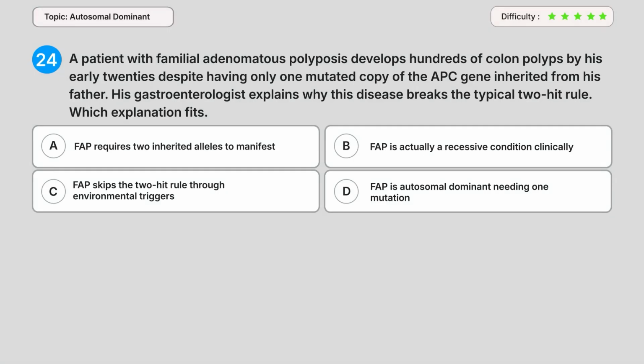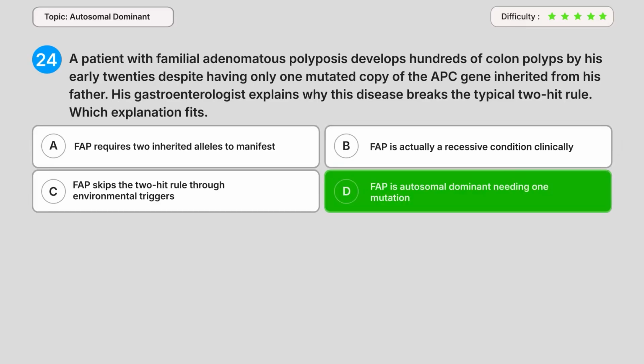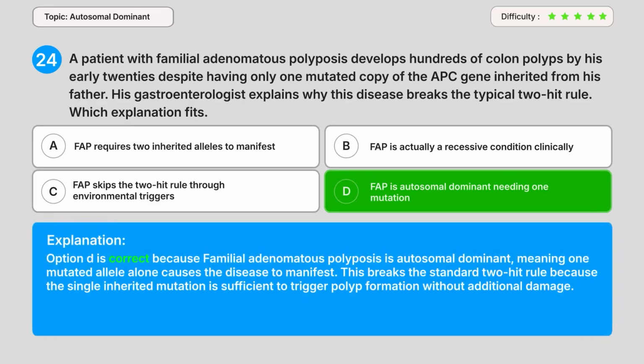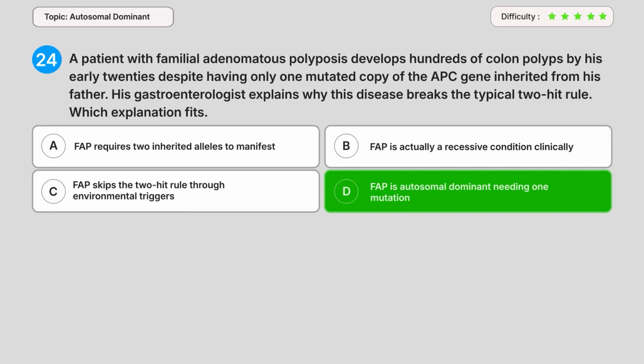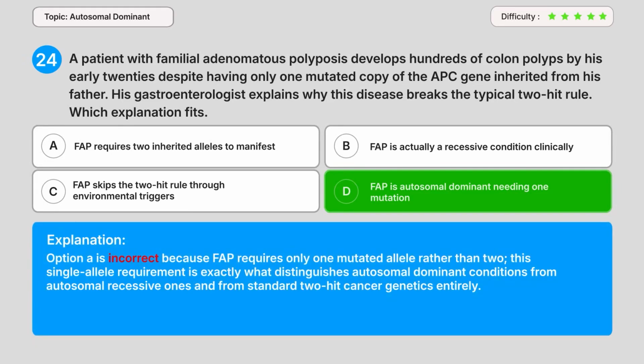Correct answer. D. FAP is autosomal dominant needing one mutation. Familial adenomatous polyposis is autosomal dominant, meaning one mutated allele alone causes the disease to manifest. This breaks the standard two-hit rule because the single inherited mutation is sufficient to trigger polyp formation without additional damage.